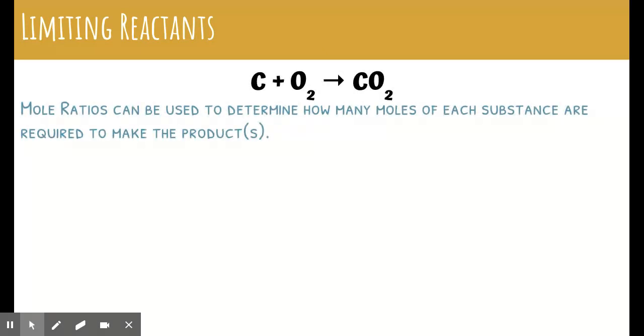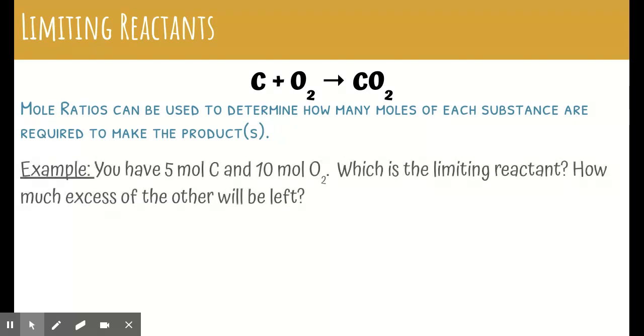Okay, so in this example, we have carbon plus oxygen yields carbon dioxide. So our mole ratios are going to be used to determine how many moles of each substance are required to make the products. In an example, we have 5 moles of carbon and 10 moles of oxygen, which is the limiting reactant, and how much excess of the other will be left over.